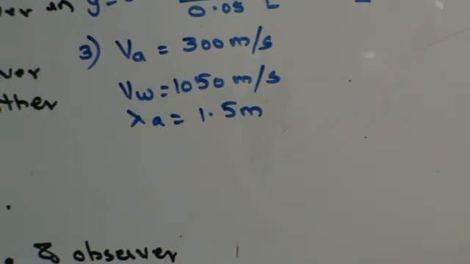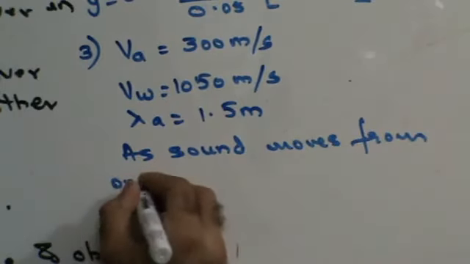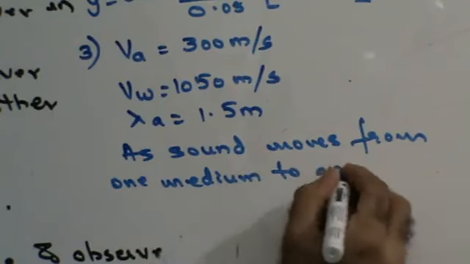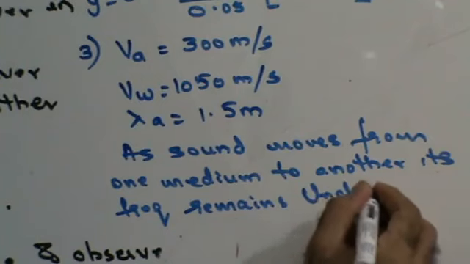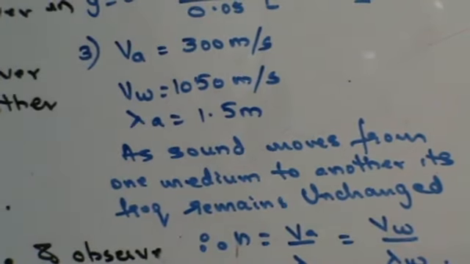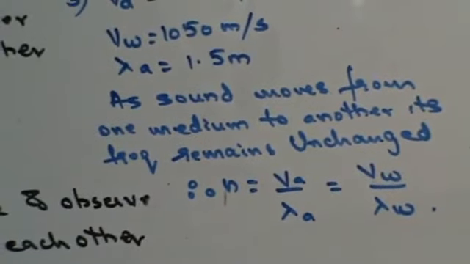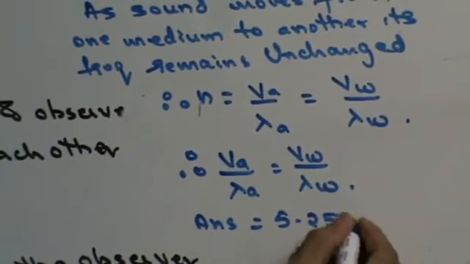Now we know that when a sound wave moves from one medium to another medium, the frequency remains unchanged. So as sound moves from one medium to another, its frequency remains unchanged. Therefore, I can say that frequency, now V is equal to n lambda, so n is going to be V upon lambda. So VA upon lambda A will also be VW upon lambda W. Frequency in air will be the same as frequency in water, right? Therefore, VA upon lambda A is VW upon lambda W. You have all the values, you should be able to get the answer. The answer for the sum should be 5.25 meters. Next, take our next one please.